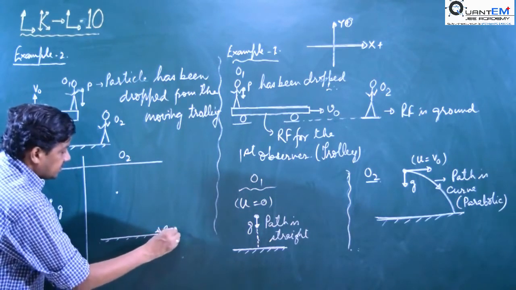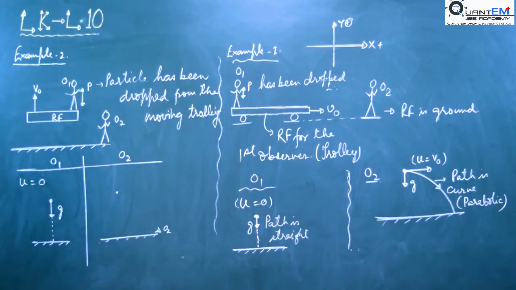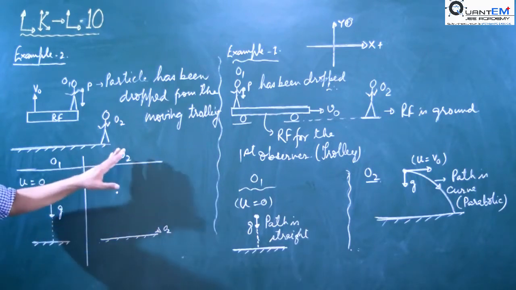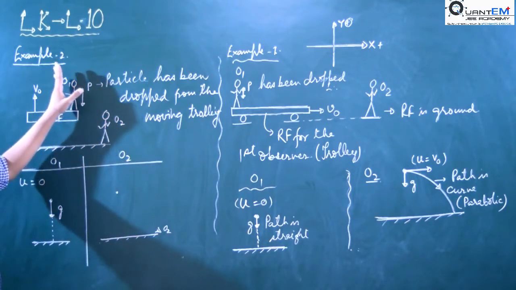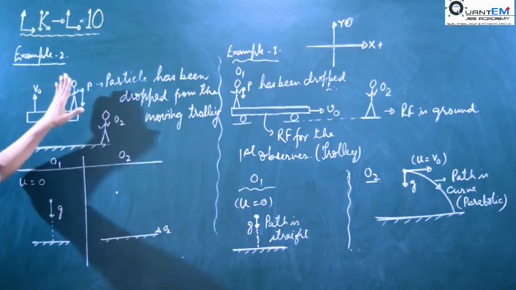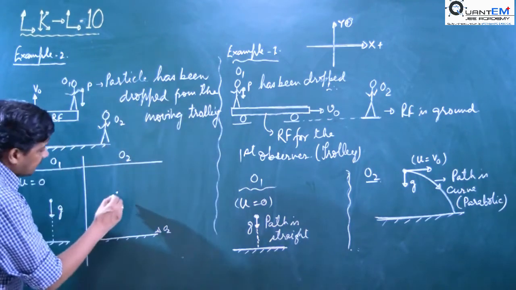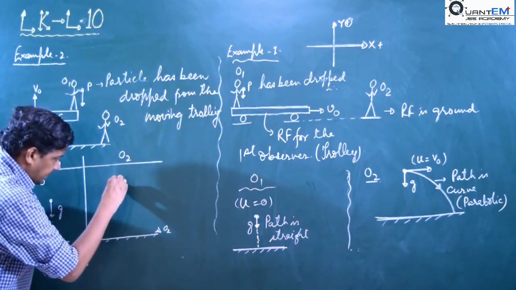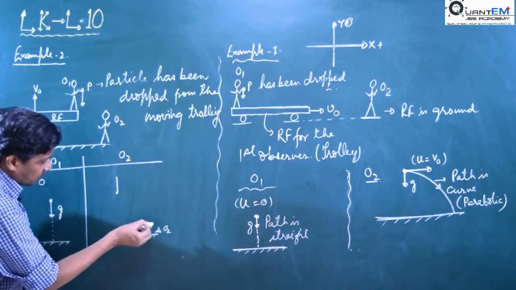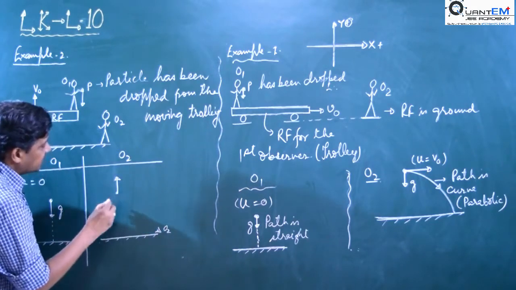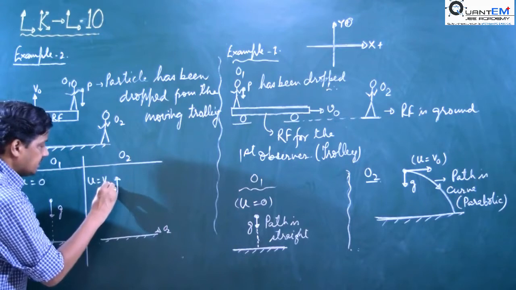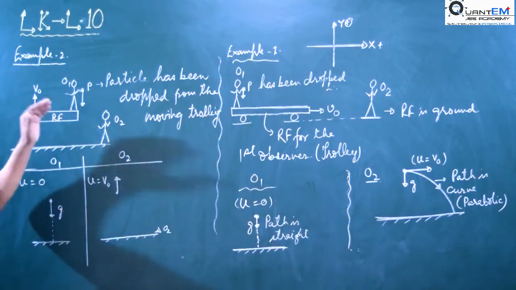So what is the motion of the particle for the second observer? Say for the second observer, this trolley is moving in the upward direction. That means the particle with the trolley is also moving in the upward direction. The moment the particle has been dropped, for this observer, the initial velocity is what? Same as the velocity of the trolley.